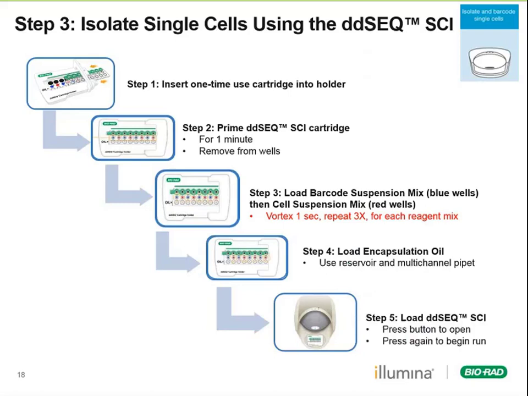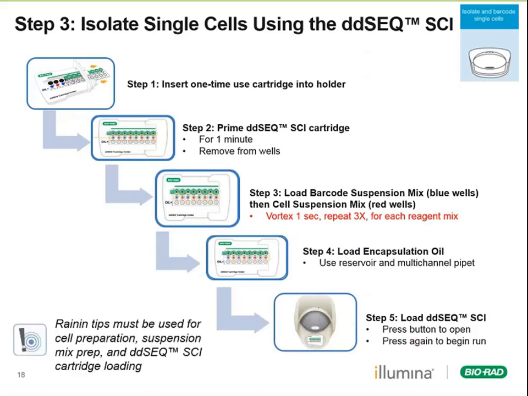That's all there is to it. Now we're ready to run the ddSEQ SCI. You're going to press the only button on the ddSEQ SCI, which will open the door. You'll load your cartridge, and then you'll press the button again to close the door and begin the run. There will be an indicator light that starts flashing to indicate it's running, and it'll go just 5 minutes.